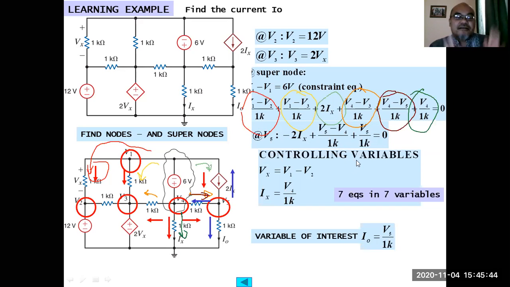But this is solvable. As long as the number of equations equals the number of unknowns, or even the number of equations is more than the number of unknowns, then from mathematics, we know that it can be solved. Here, finally, what we want to calculate is actually the Io, V5 divided by this 1K.